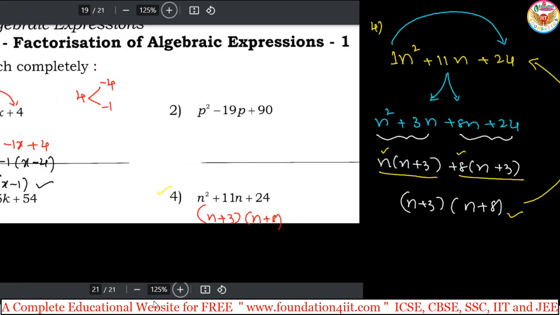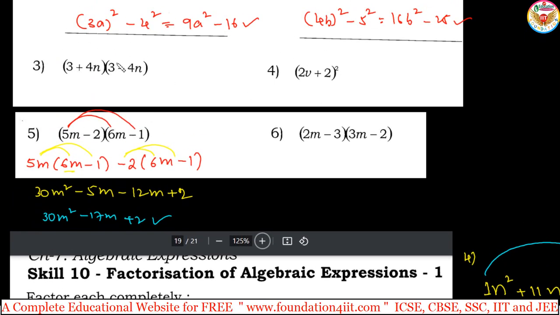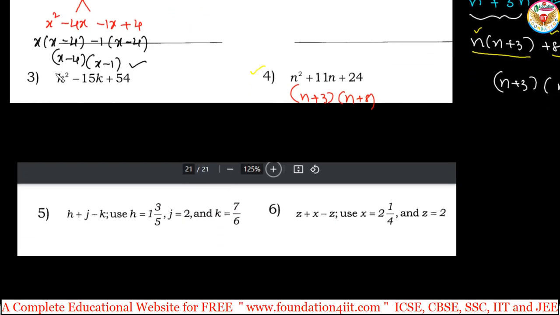So in both ways we need to be perfect in this chapter. That is, if they give the combined form, you need to simplify. Again, if they give the expression, you have to factorize. Along with this, one more skill is you need to substitute the values and simplify.